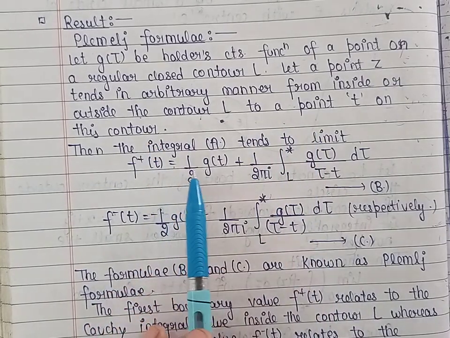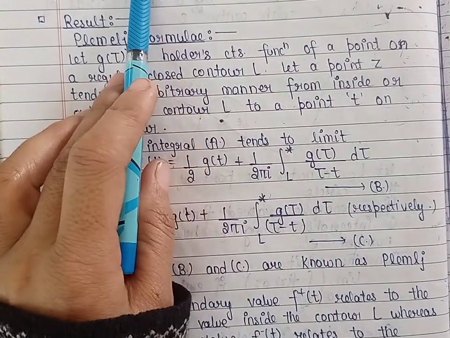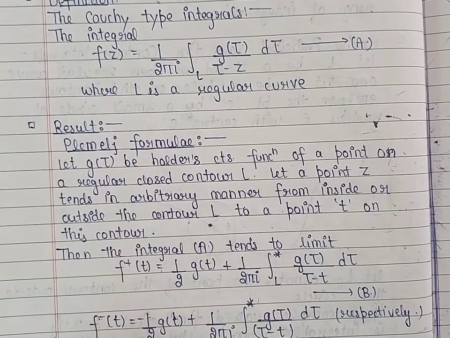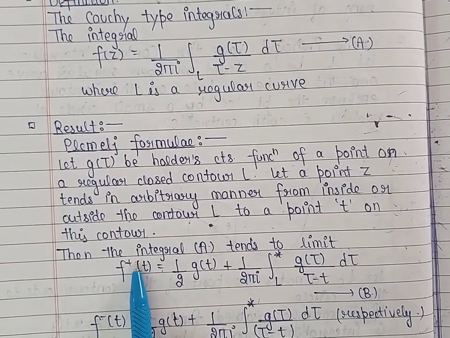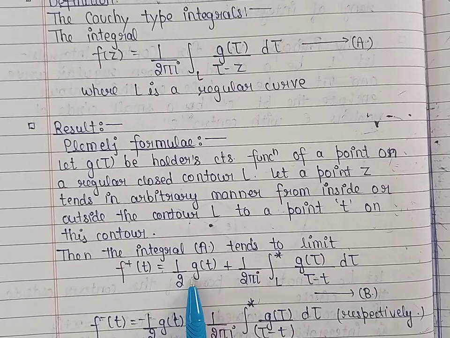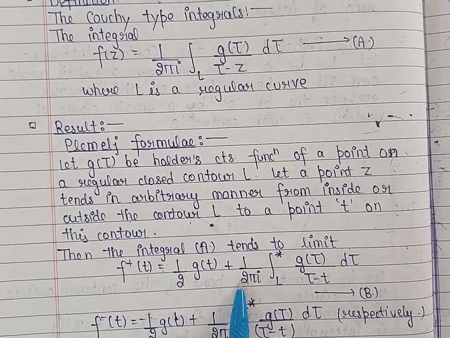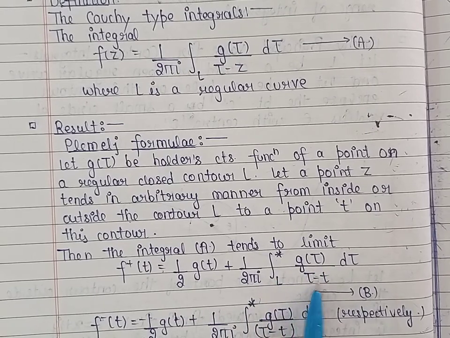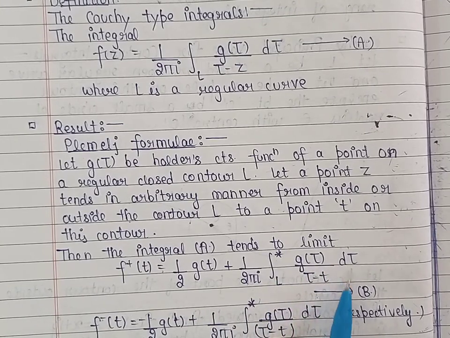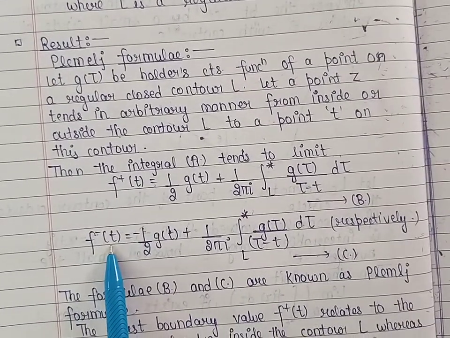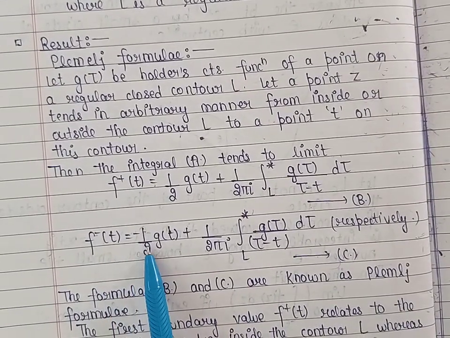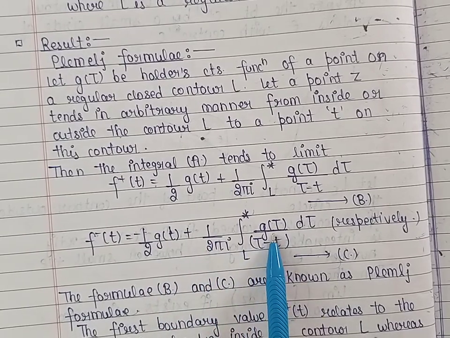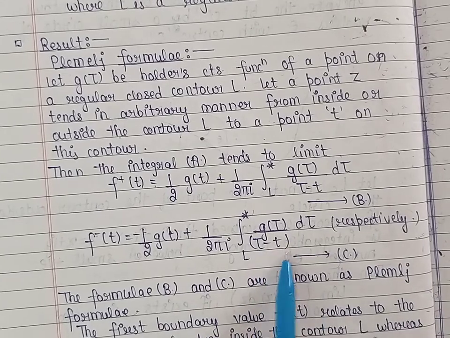Then this integral tends to a limit, which we denote by f plus, and this is given by half of g(t) plus 1 upon 2 pi iota integral of g tau divided by tau minus t d tau, and the negative value f minus is denoted by minus half g(t) plus 1 upon 2 pi iota integral of g tau divided by tau minus t d tau.